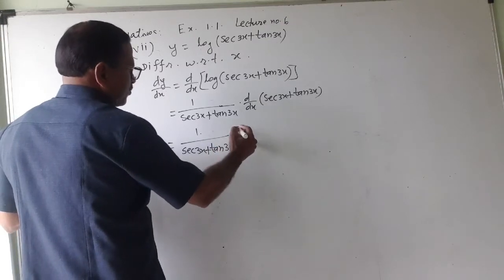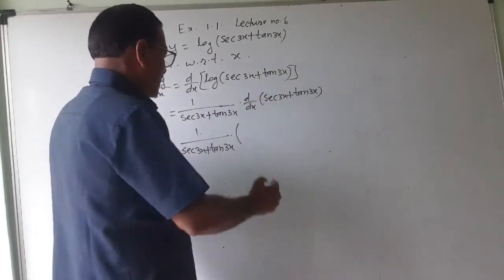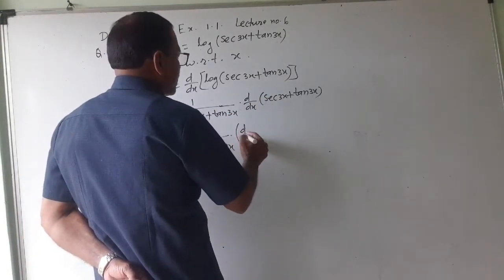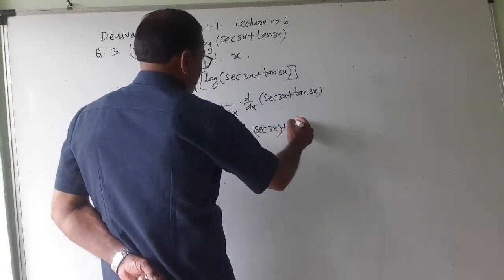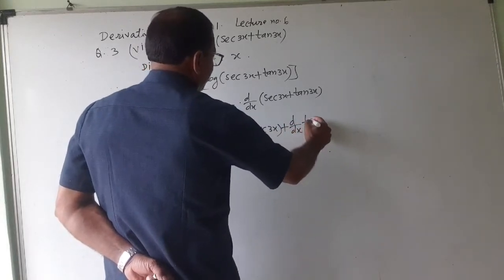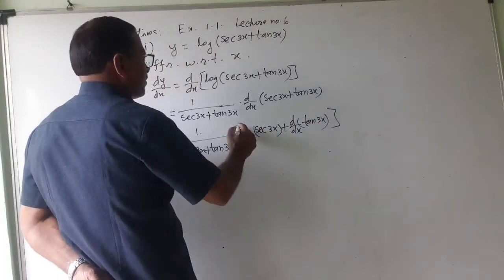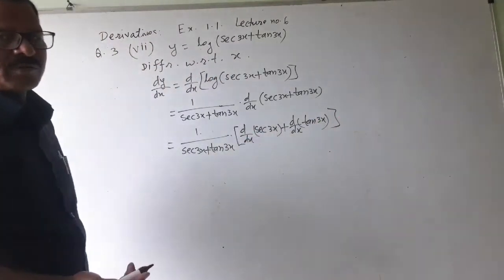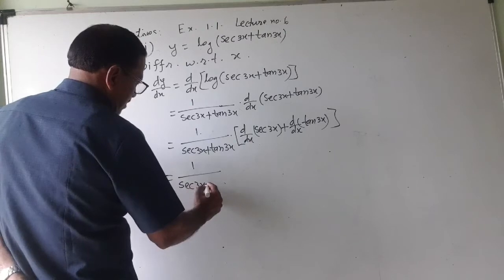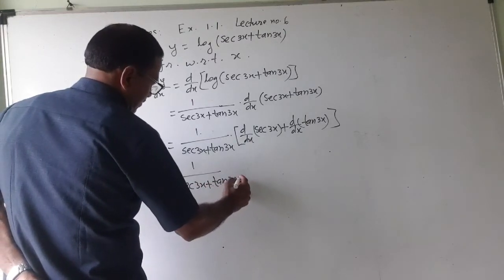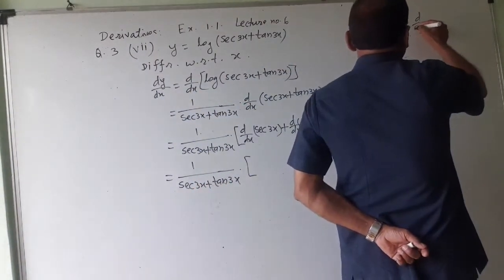into the derivative of this sec x, tan x. I will write in the simplest way, d by dx of sec of 3x plus d by dx of tan of 3x. For multiplication there is a separate rule. For addition and subtraction, take the derivative of each individually. That is equal to 1 upon sec of 3x plus tan of 3x into the derivative of sec x, d by dx of sec x.